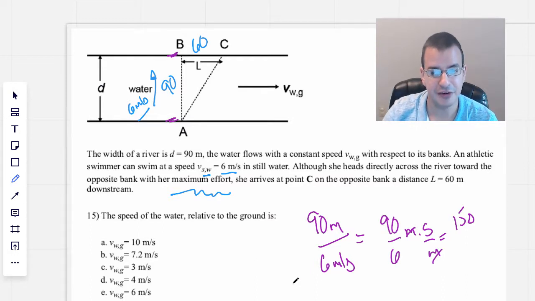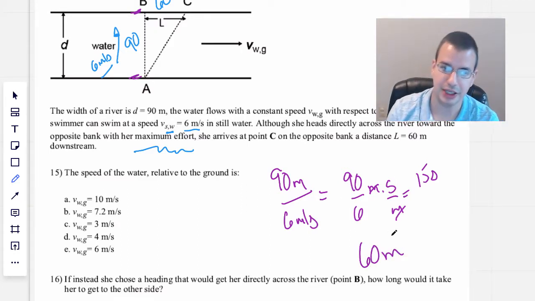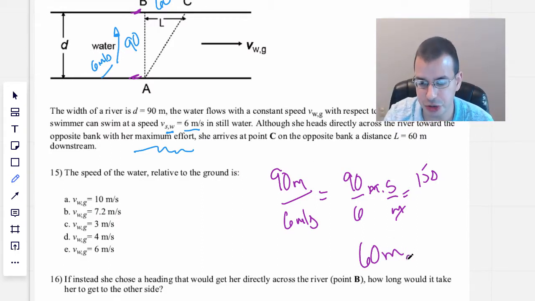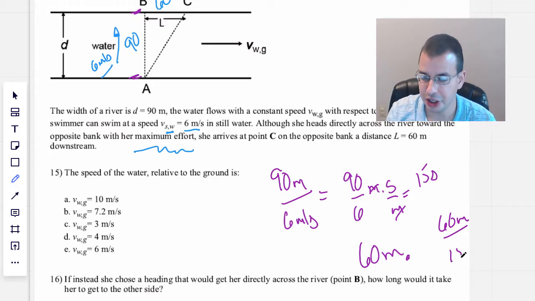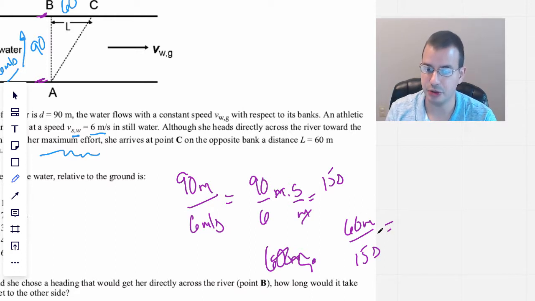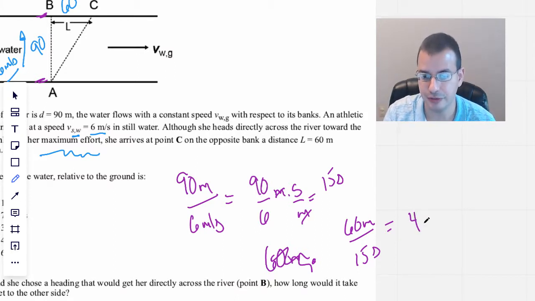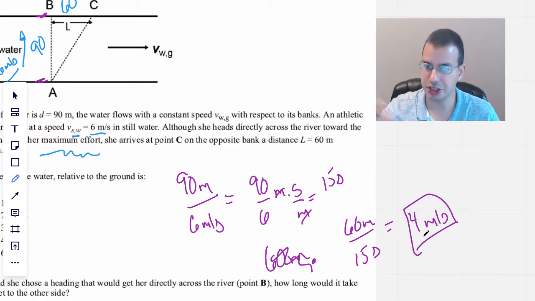So if it's taking 15 seconds to go across the river, we also know that she goes 60 meters downriver, and she's doing that for 15 seconds. We're trying to look for a speed, so we'll divide. This is just complete dimensional analysis. I'm not remembering any formula for this. I'm just saying I want a speed. Speed is measured in meters per second. So if I have 60 meters divided by 15 seconds, that will give me some answer in meters per second, which is a speed. So this will then also give us 4 meters per second. So that's a more rational way to work through it.